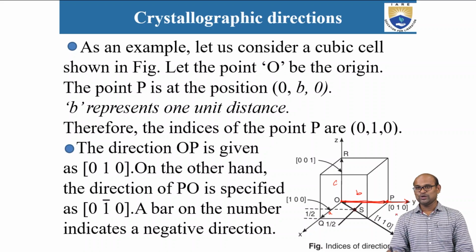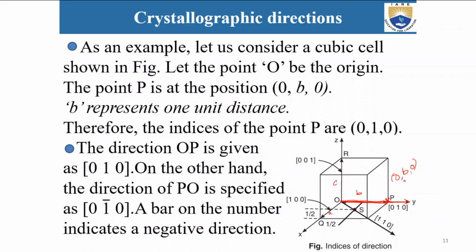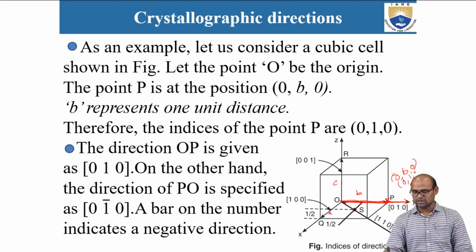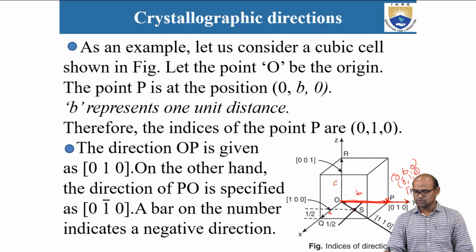So how did I get 0, 1, 0? In this direction, if I want to write the index, first I have to choose the lattice point. So this is the lattice point. The index of this lattice site is 0, b, 0, right? Then I divide by the unit translation, so I get 0, 1, 0. There are no fractions. Writing them in square brackets without commas, [0 1 0]. So this is the index of a direction.